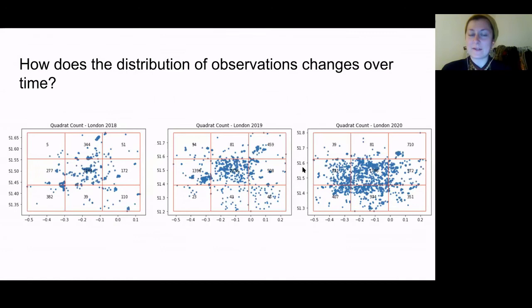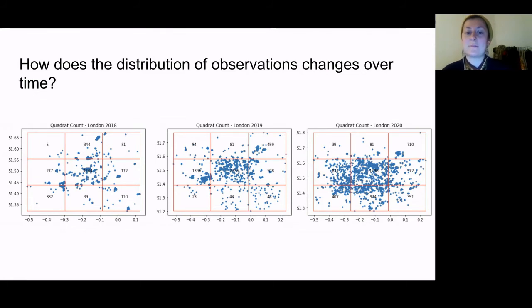Looking at the grid count, we can also see that the outer regions become more important with time. In the beginning, the center was the most important place, and it's still one of the most important places. But with the years, the observations in outer regions increase as well, but not proportionally. Some outer regions have a relatively higher increase in observations than others.